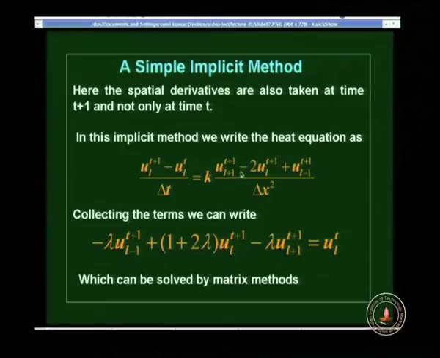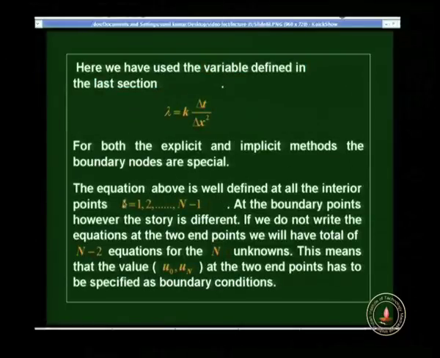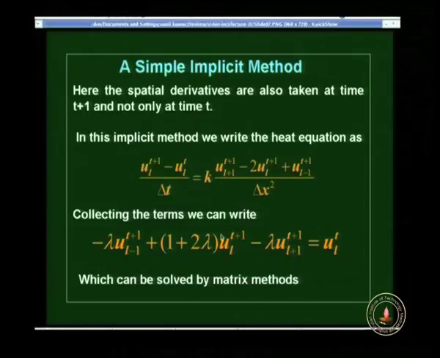So to summarize, we evaluated the derivatives at time t plus 1, and then we wrote down the equations for all the interior points, and the two boundary points were specified as boundary conditions for all time. Then we solved them using matrix methods. We find the inverse of this matrix and multiply the right hand column vector by the inverse of that matrix to find the temperature at time t plus 1.